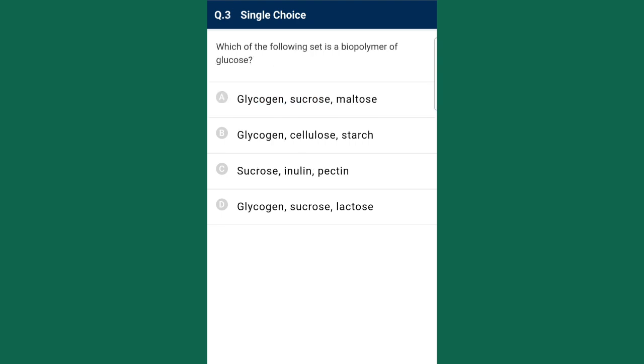Question number 3. Which of the following sets is a biopolymer of glucose? Glycogen, cellulose and starch are homopolymers made up of the monomer glucose. So the answer is option B. Glycogen, cellulose, starch, the biopolymers of glucose.